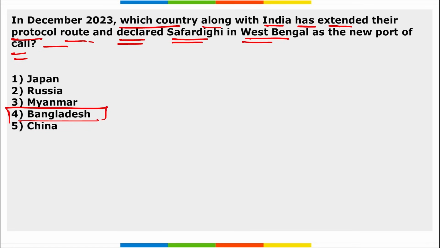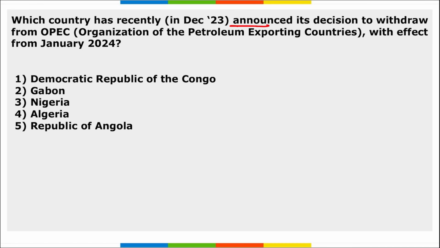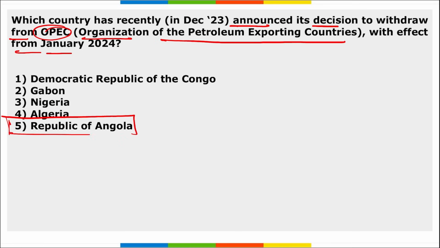Next, which country has recently announced their decision to withdraw from OPEC, that is Organization of the Petroleum Exporting Countries, with immediate effect from January 2024? It is Republic of Angola, and this step was taken because they were not able to meet the quota decided by OPEC.